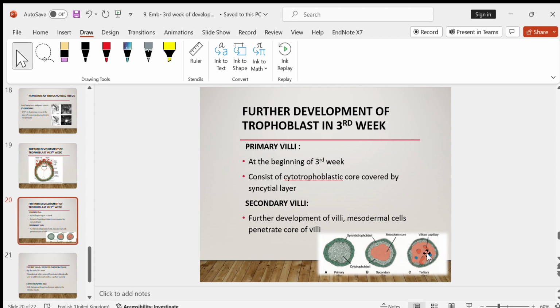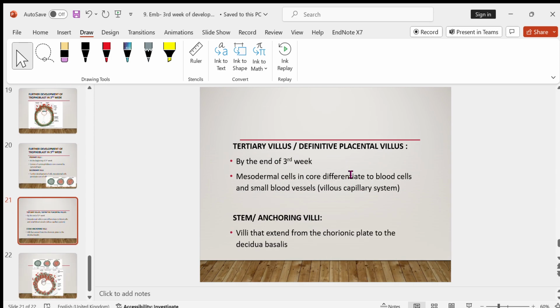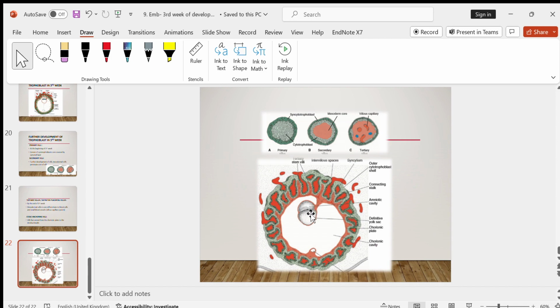After that, the tertiary villus is formed, which is when the villus capillaries start penetrating inside the mesoderm. So the villus capillaries in the mesoderm surrounded by cytotrophoblast surrounded by syncytial trophoblast is the tertiary villus. The tertiary villus is the definitive placental villus, and in its core are small blood vessels. Now, what are stem or anchoring villi? These are the villi that extend from the chorionic plate to the decidual plate. This is a stem villus, which extends from the chorionic plate to the decidual plate.